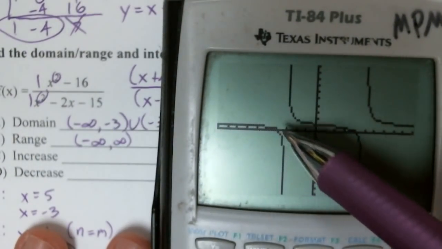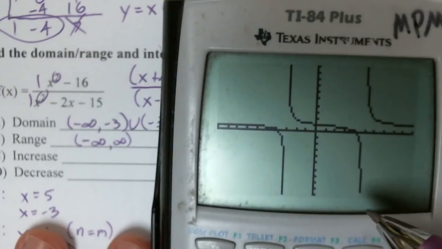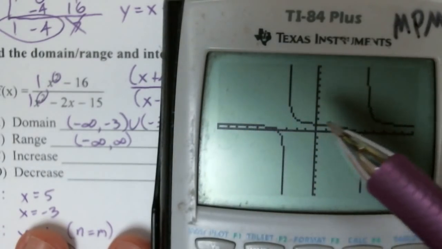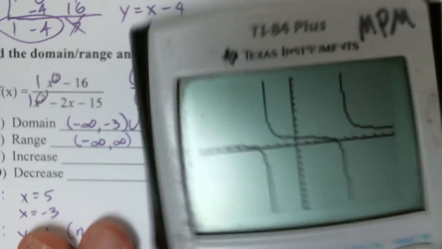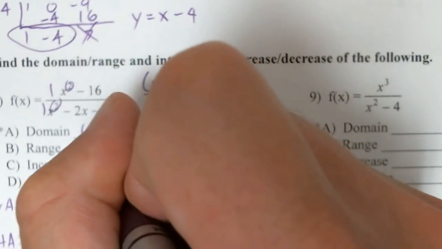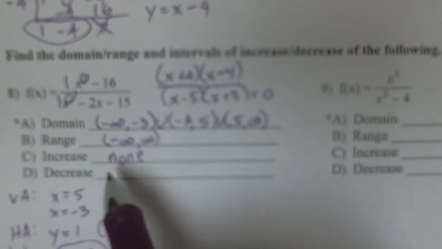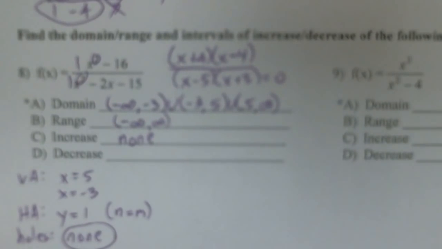My company's going bankrupt. As I read the book from left to right, my graph is always going down, okay? So at no time, this is a beautiful company. They never make money. I want to work for that company. They never make money. They need a change in management. No intervals of increase. What about interval decrease?